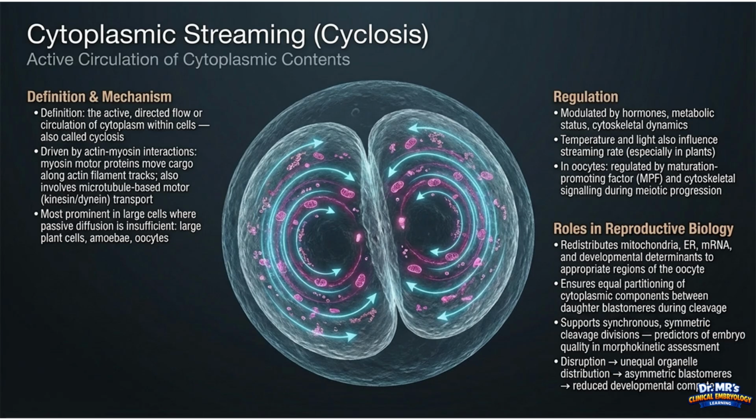During cleavage, cytoplasmic streaming plays a critical role in ensuring that when the zygote divides to form two blastomeres, each daughter cell receives an approximately equal share of organelles, messenger ribonucleic acids, and metabolic substrates. This equitable distribution is what we refer to when we talk about symmetric cleavage, and it is one of the reasons why symmetric blastomere size is considered a morphological predictor of embryo developmental competence.